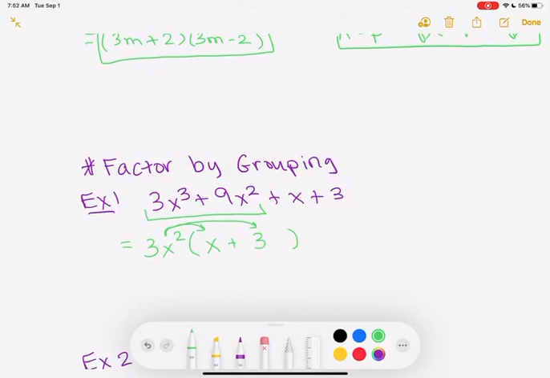Now the second group, is there anything here that I can factor out? Do they share any common factors? They don't, but if you see that they don't have a common factor, it might help to still go ahead and put a 1 with the x plus 3. It's just a nice little placeholder.